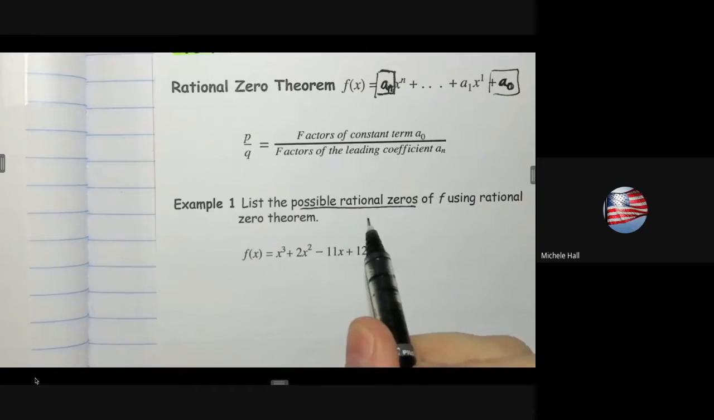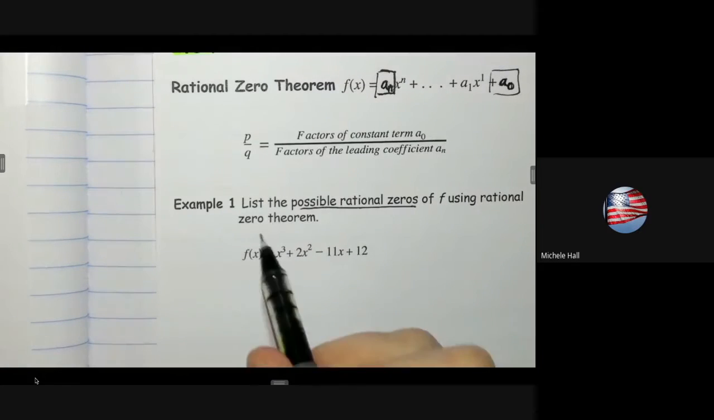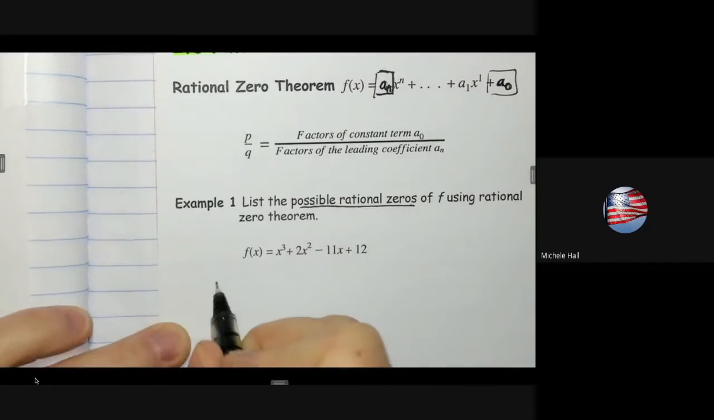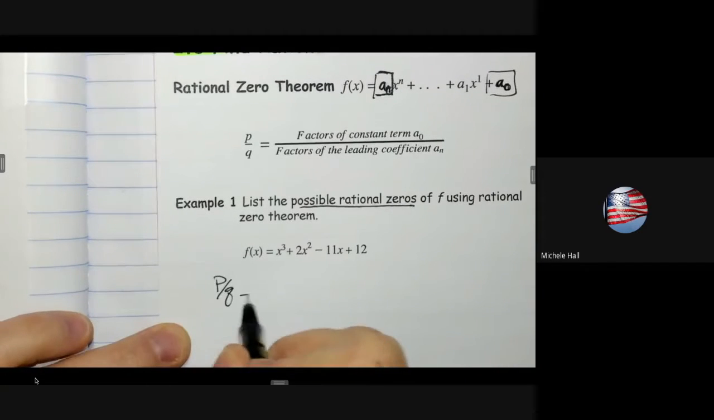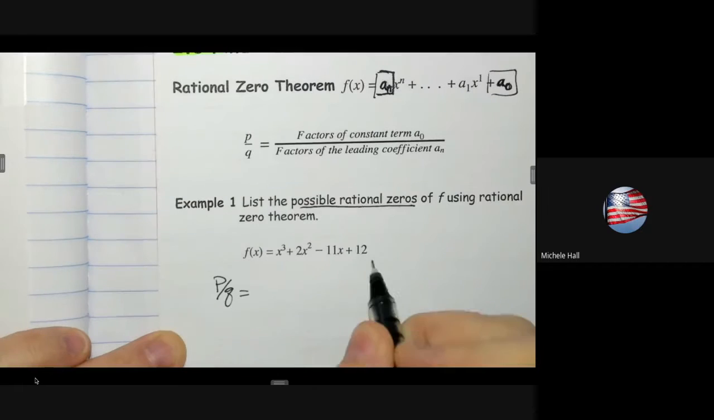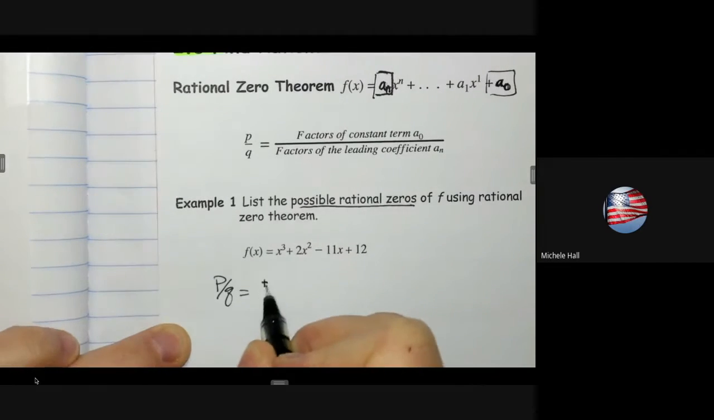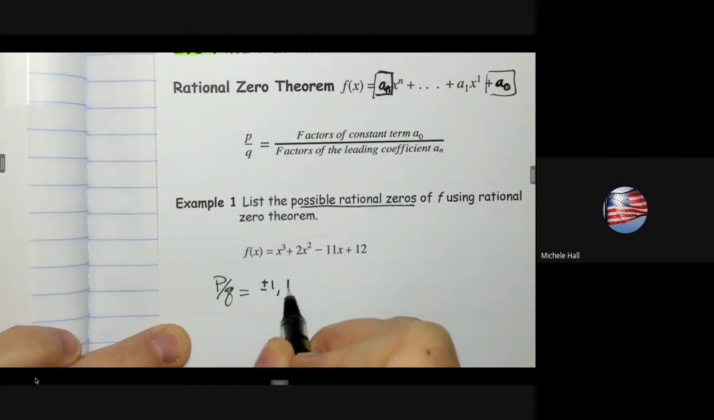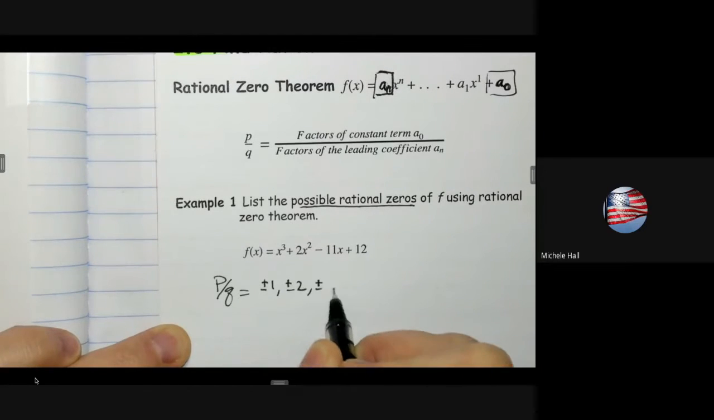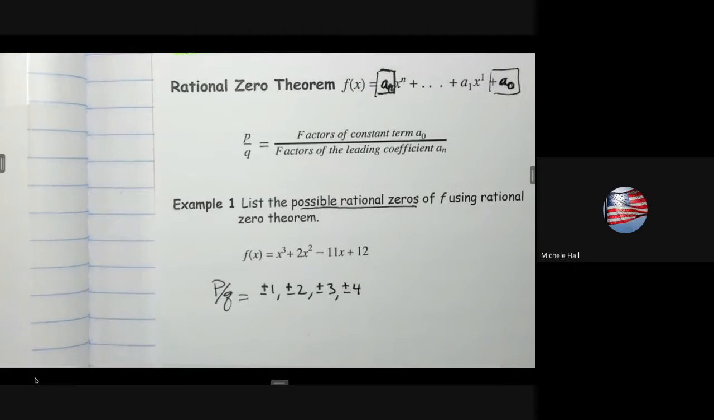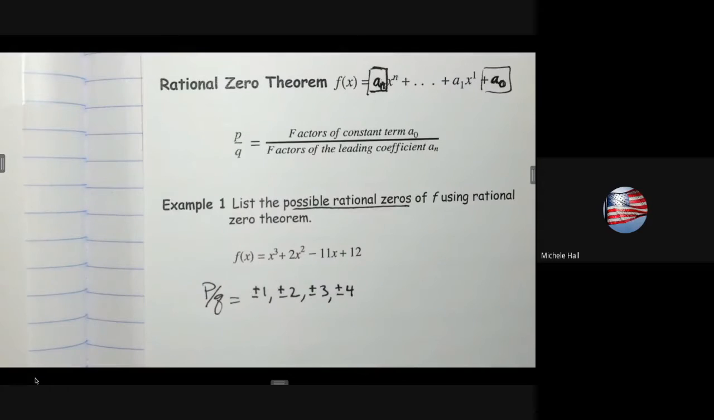List the possible rational zeros of f using the rational zero theorem. That's going to be P divided by Q. So we're going to take factors of the constant. We have plus or minus 1, plus or minus 2, plus or minus 3, plus or minus 4. Those are all factors that go into 12. Those are all numbers that are divisible by 12.